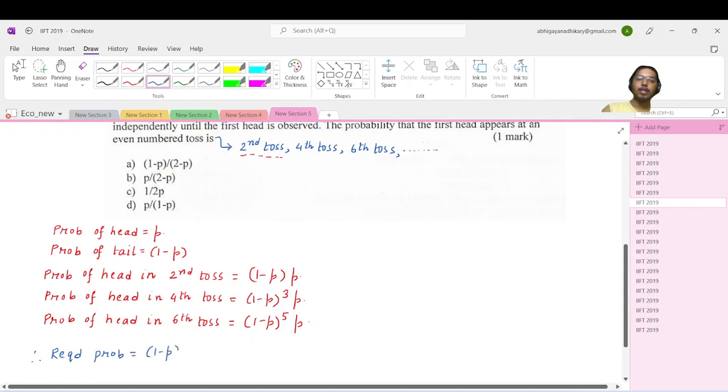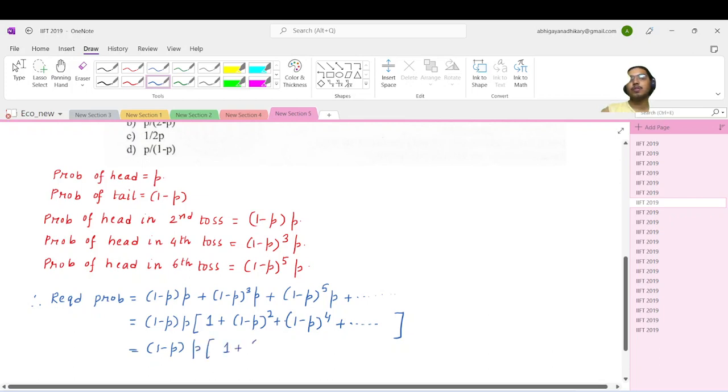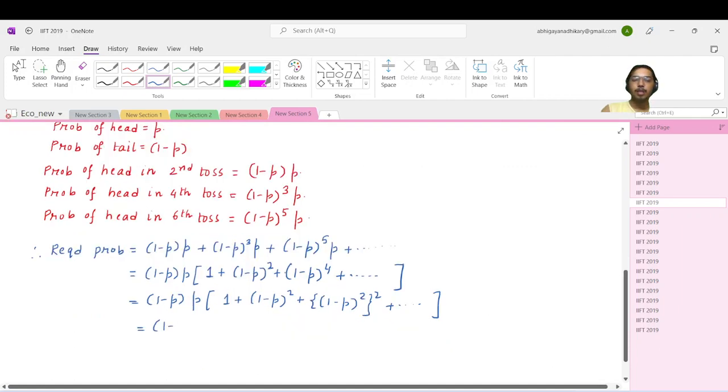It is (1 minus P) into P plus (1 minus P) cubed into P plus (1 minus P) to the power 5 into P plus dot dot dot and so on. Okay, so taking (1 minus P) times P common, that is 1 plus (1 minus P) whole squared plus (1 minus P) raised to the power 4 and so on. So this is 1 plus (1 minus P) squared plus (1 minus P) squared whole squared plus, so basically this bracketed term is a GP with first term as 1 and the common ratio as (1 minus P) whole squared.